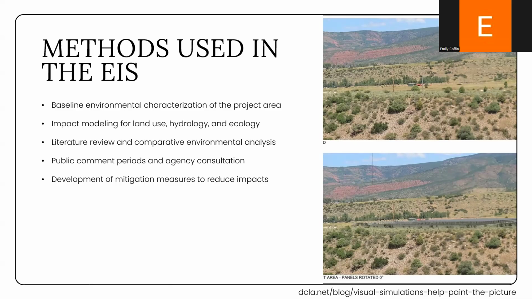Public comment periods and agency consultations were also an important part of the process. These inputs helped identify potential concerns and improve the assessment. And then finally, the EIS developed mitigation measures intended to reduce environmental impacts during construction and operation.